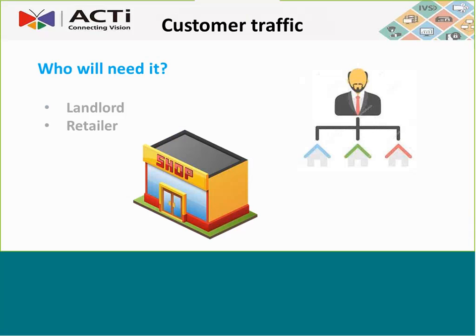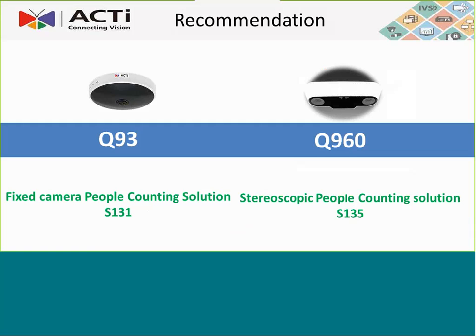So who will need it? For example, a landlord or a retailer. We have two types of cameras, the Q93 and the Q96T. The Q93 is a 2D or fixed camera for people counting, and the Q960 is a stereoscopic people counting camera, or 3D. So if you're looking for better accuracy, you will go for the Q960. But if accuracy is not something you're too focused on, you can use the Q93.